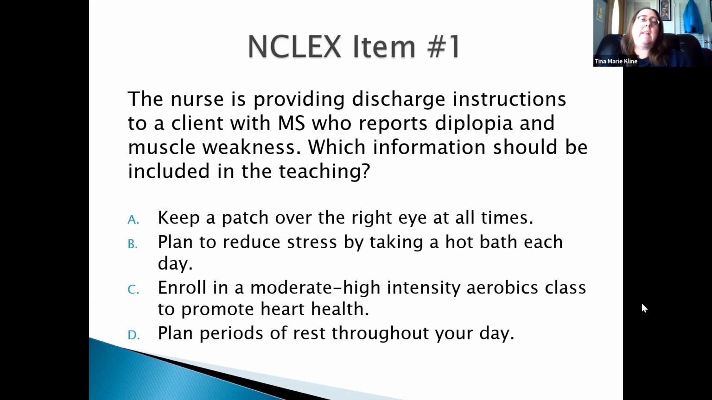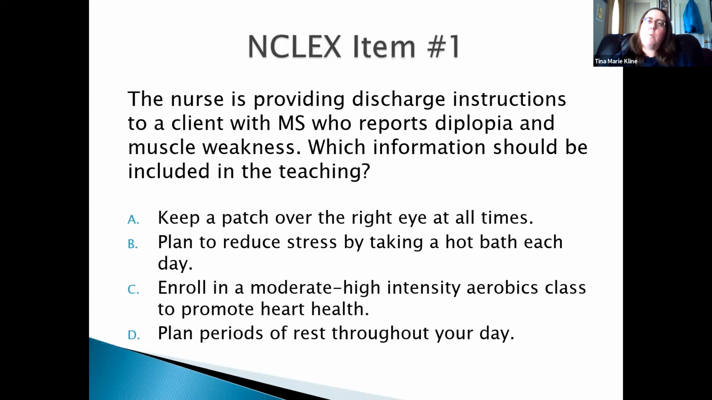Let's take a look at the NCLEX items. So now, in reviewing MS and looking at what you had for PrepU and the ATI, you're the RN, providing discharge instructions to a patient who reports diplopia and muscle weakness. Which information should be included in the teaching? Okay, so let's work this through. You can go ahead and put what you think your responses are in the chat box and we'll see how that works out.